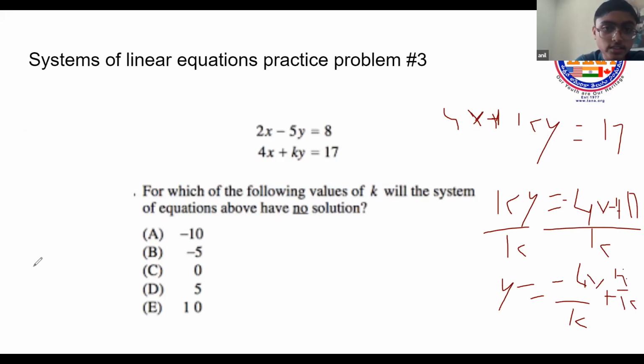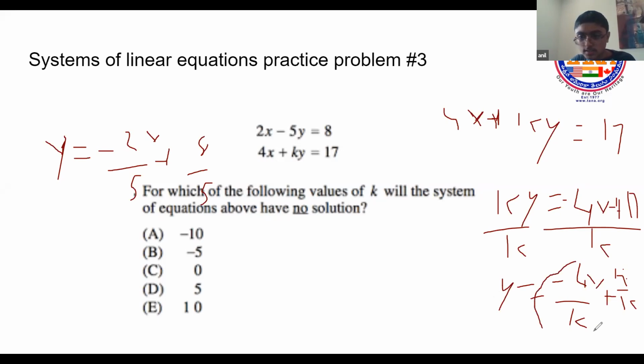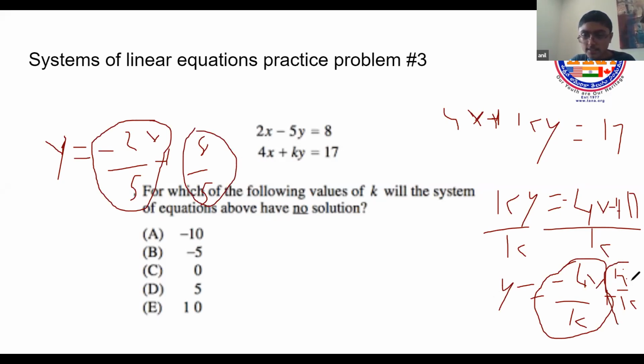And since you had your original equation, y equals negative 2x over 5 plus 8 over 5, what you want to do is make the slopes equal, this and this. And you want the y-intercepts to be different. So the only value that makes the two slopes equal is -10. And with -10, the two y-intercepts aren't the same either.